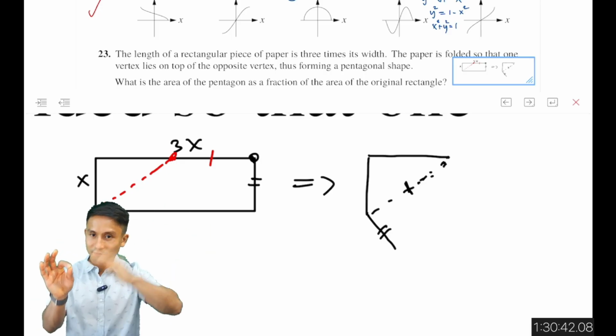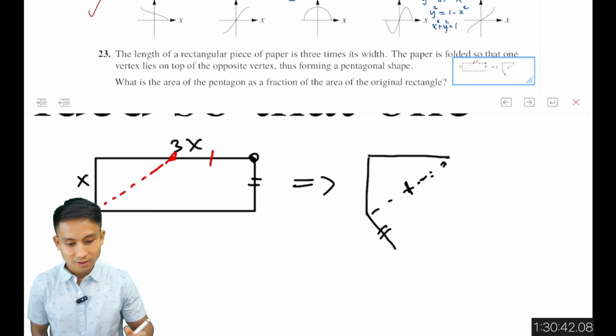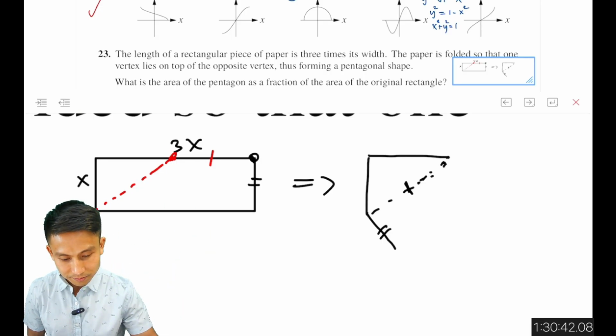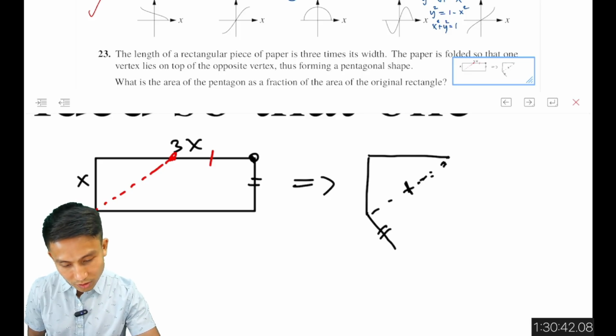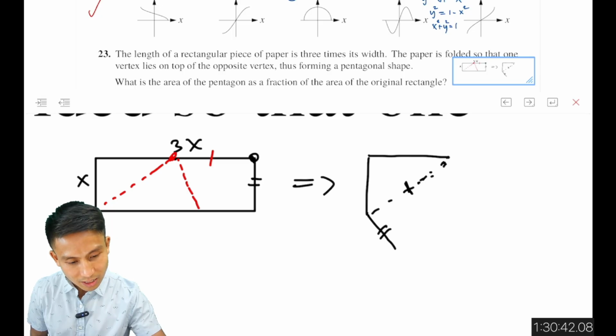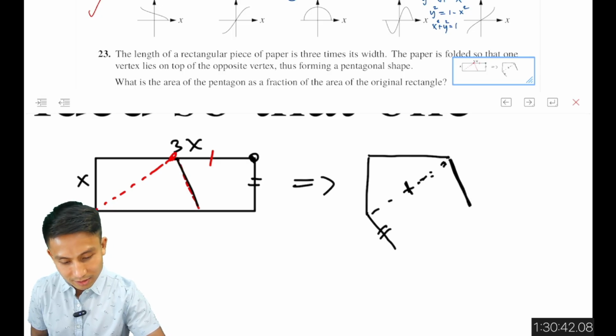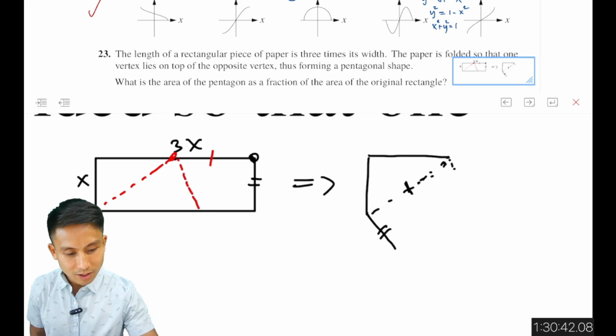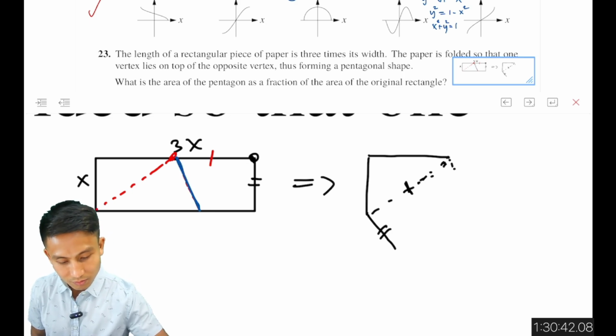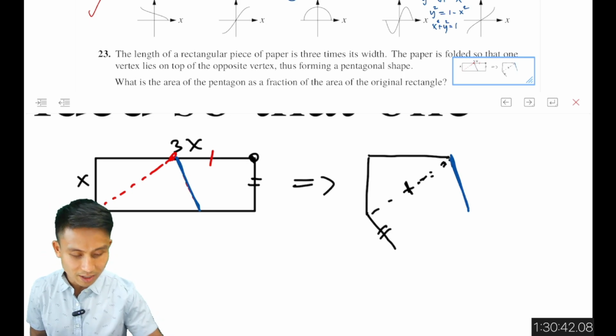So imagine you have to fold that, right? And then imagine that you would have to make it so that when you fold, the pentagon will look like this. So this is the same line here as that. Maybe I'll use color coding. So that's the blue side, so this is also the same blue side.